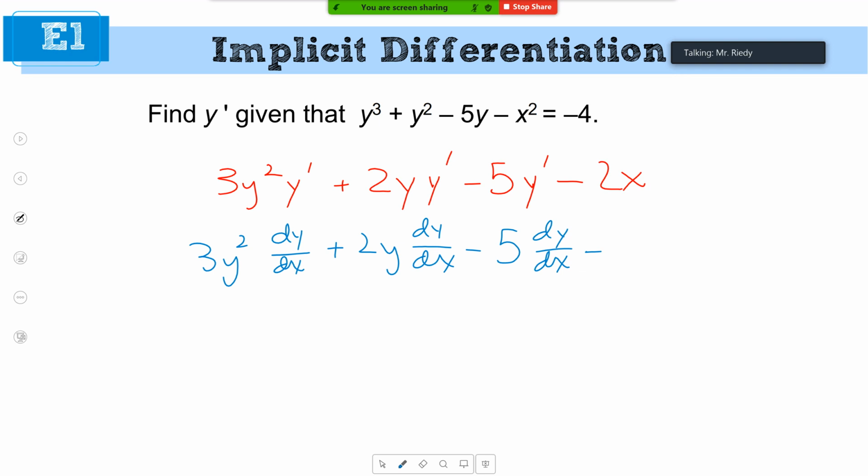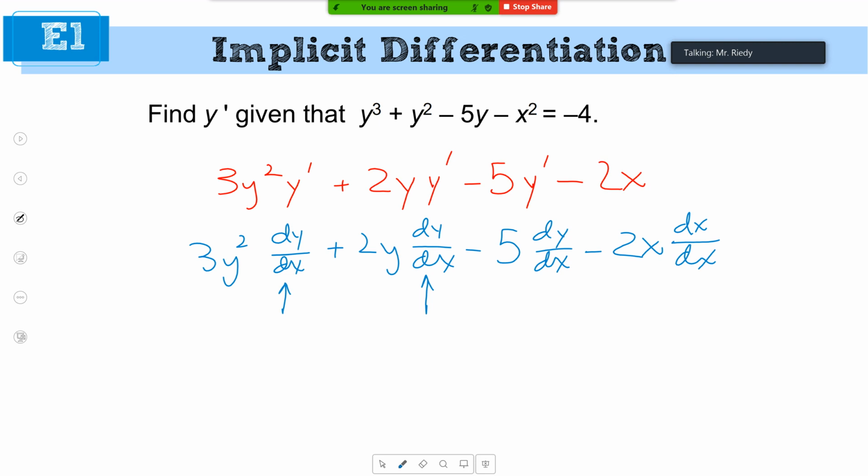Now, the reason I mentioned the stuff in blue is because when we took the derivative of x squared, we got 2x. And we took the derivative of x with respect to x. When I took the derivative of y cubed, I took the derivative of y cubed with respect to x. The derivative of y with respect to x, etc., etc.